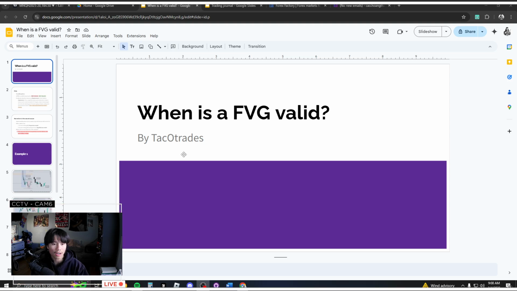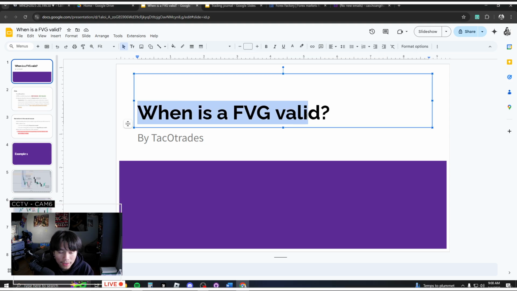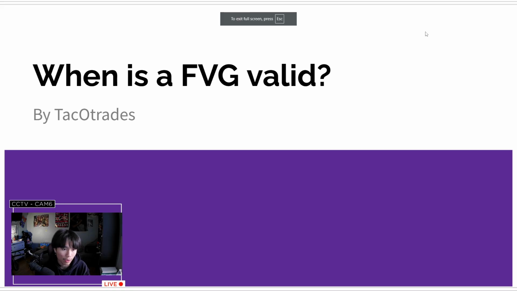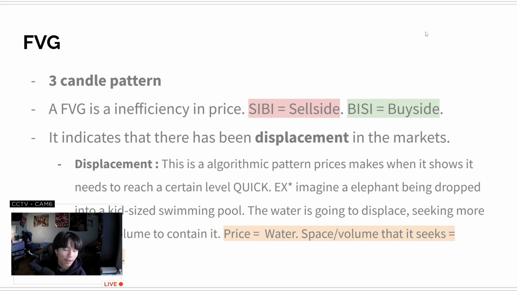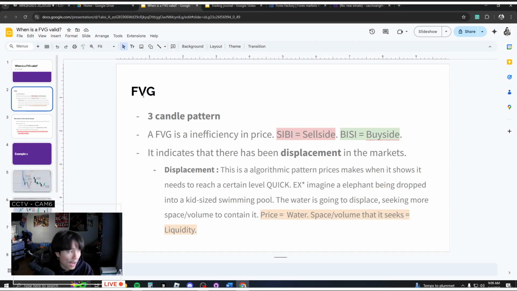And today I do want to be recapping when is a fair value gap valid? What makes a fair value gap a suitable fair value gap? Well, the first thing I do want to go over is what is a fair value gap in the first place. So a fair value gap is a 3-candle pattern.